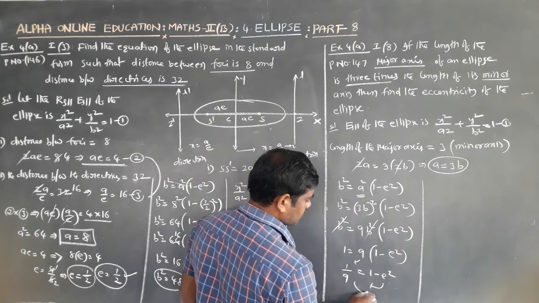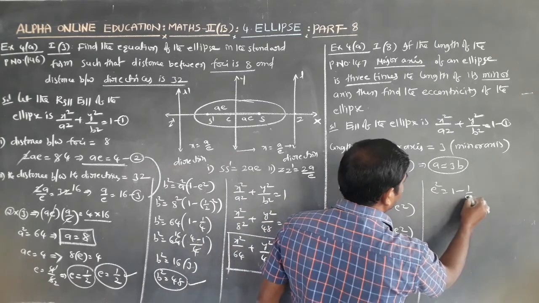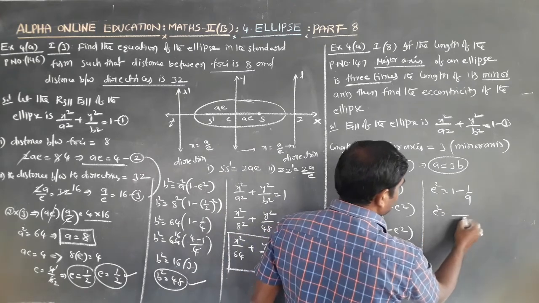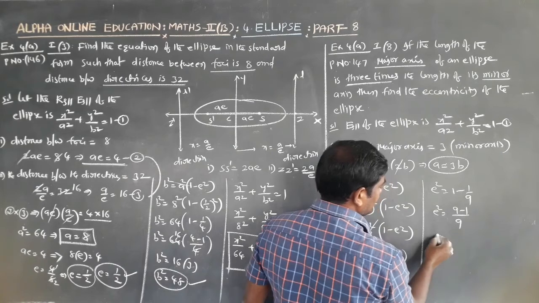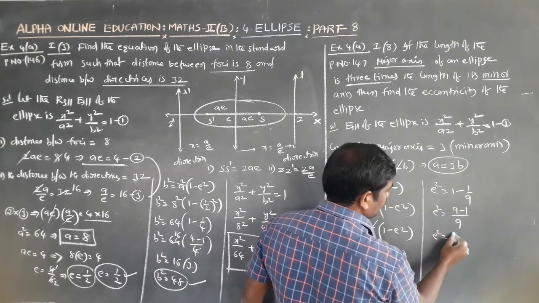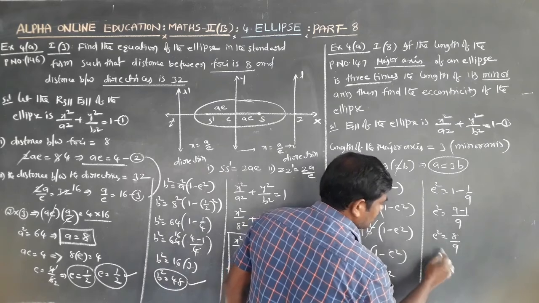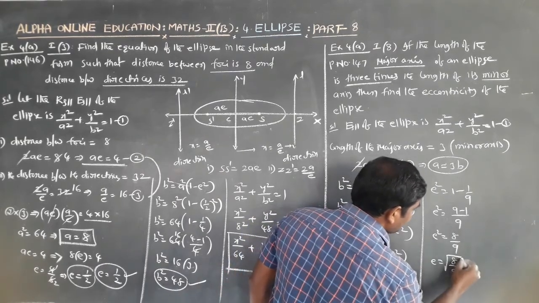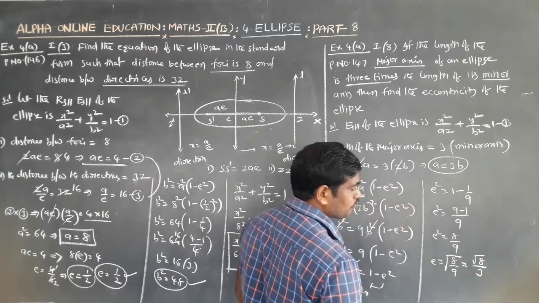Taking e square to the left side, 1 by 9 to the right side. So e square equal to 1 minus 1 by 9. e square equal to, here taking LCM 9, 9 minus 1, 8 by 9. So e square is equal to 8 by 9 means e is equal to root 8 by 9, so root 8 by 3.